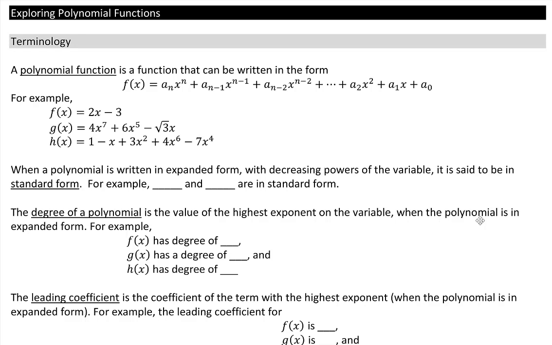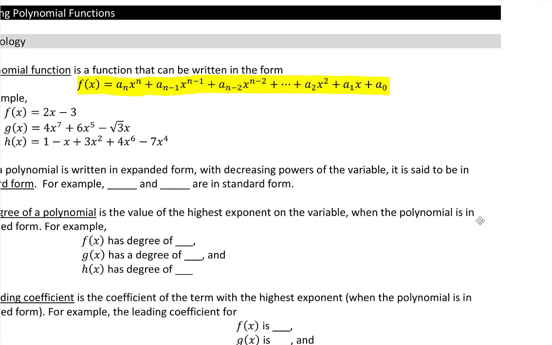Exploring polynomial functions. For this one, we're going to start with some terminology. So a polynomial function is a function that can be written in the following form. f of x equals a sub n, x to the exponent n, plus a sub n minus 1, x to the exponent n minus 1, plus a sub n minus 2, x to the exponent n minus 2, all the way down to a constant. First of all, what is a?